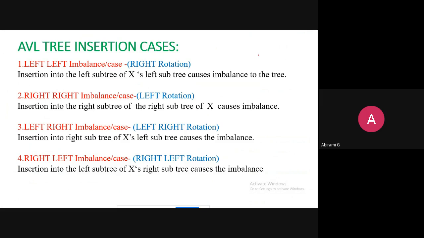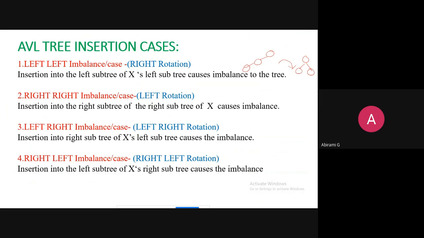So what is the left imbalance? Left imbalance means your tree structure is like this. So it requires only a single rotation, a right rotation. So you get it like this, after the right rotation.